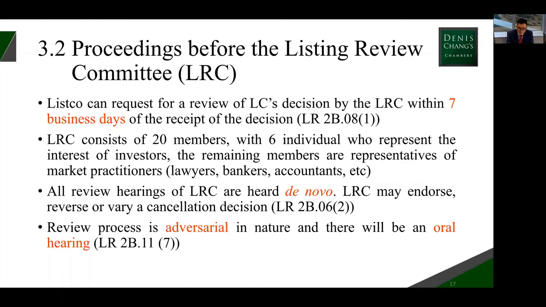Another very important feature is that all the review hearings of the LRC are heard de novo. It means that the listing review committee has the power and the responsibility to scrutinize all the evidence and all the submissions again and make its own decision. So it cannot just blindly follow the listing division's recommendation. Another important feature is that the review process, in contrast to the listing committee decision process, is adversarial in nature. And there will be oral submissions by both sides.